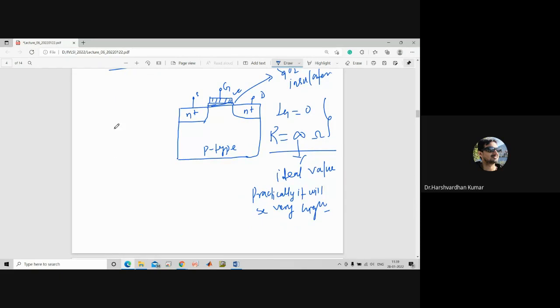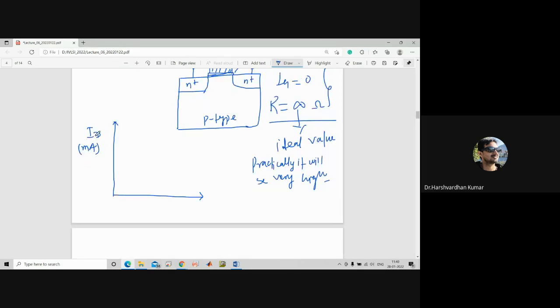So now we will draw the input characteristics, sorry, the transfer characteristics. Here the device current will be ID, that is drain current, which will be in milliampere, or sometimes you will get the drain current in microamperes. And on the x-axis you will vary VGS, which is in volt, that is the gate to source voltage.